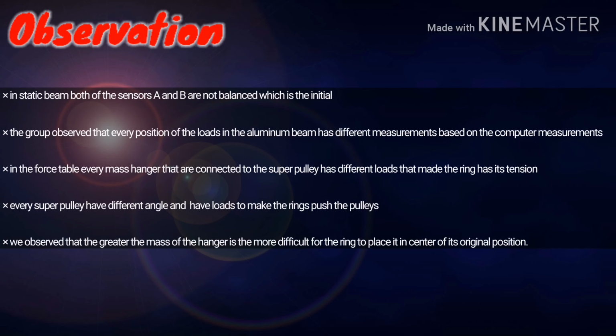Observation. In static beam, both of the sensors A and B are not balanced, which is the initial. We observe that every position of the loads in the aluminum beam has different measurements based on the computer. In the force table, every mass hanger that is connected to the super pulley has different loads that made the ring have its tension. Every super pulley has a different angle and has loads to make the ring push the pulleys.